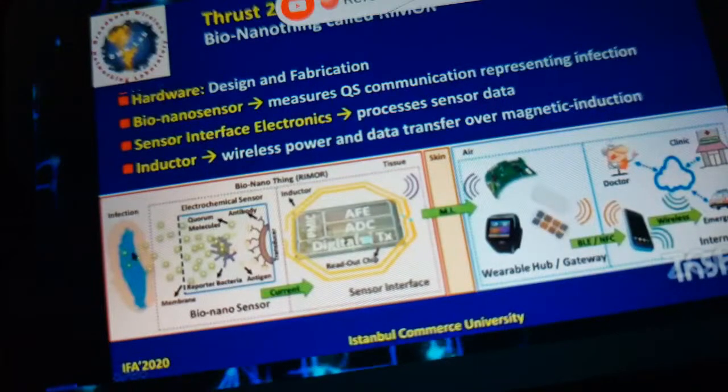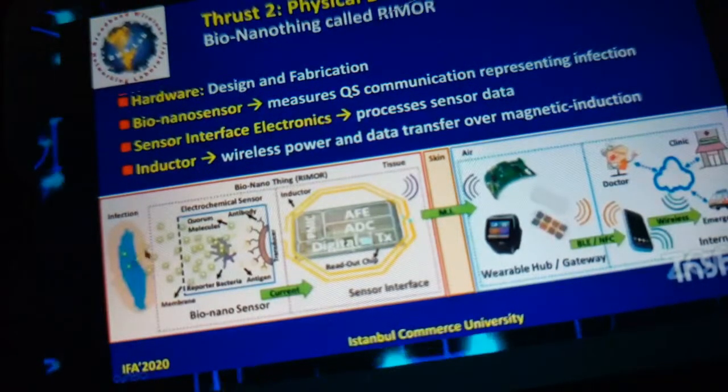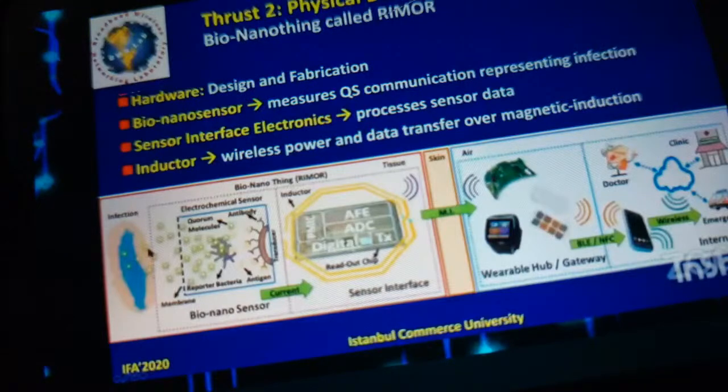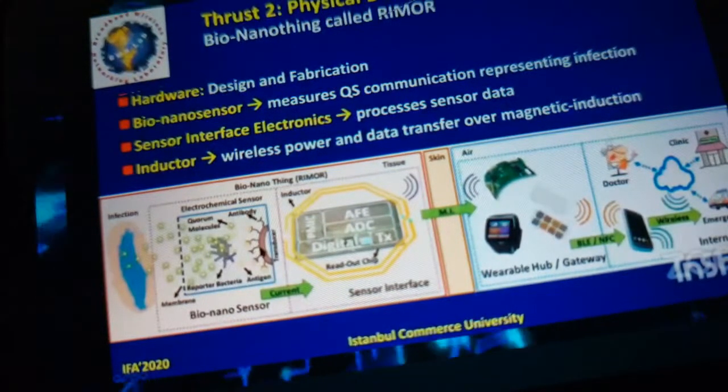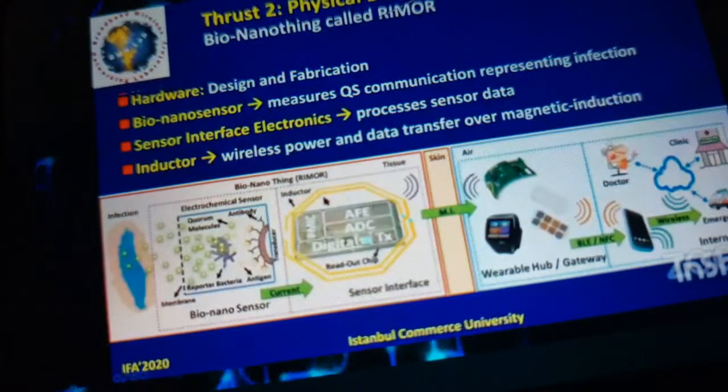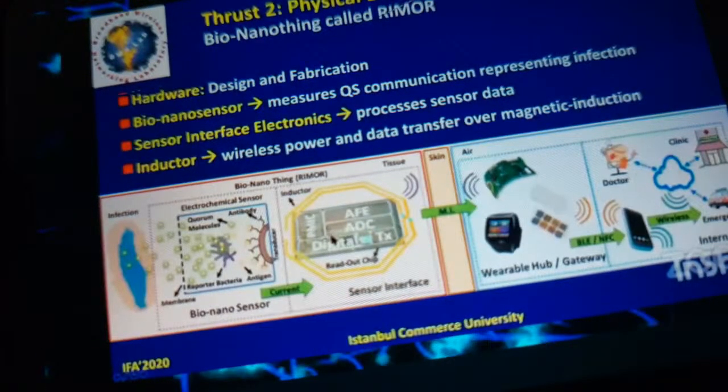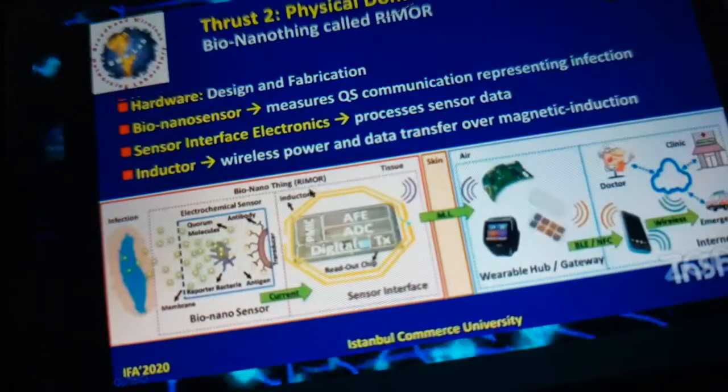In the infected area, these bacteria are releasing these molecules, right? And this sensor must somehow capture those, process them, and send this to the interface here. And again, I will also explain that to you. So these together make one BioNano Thing.